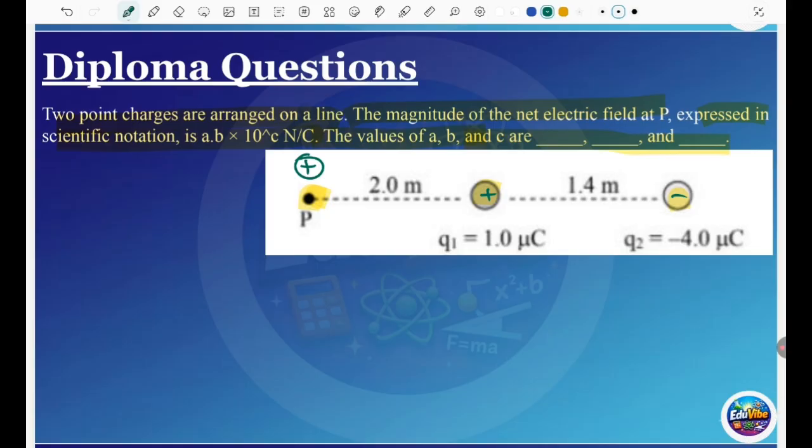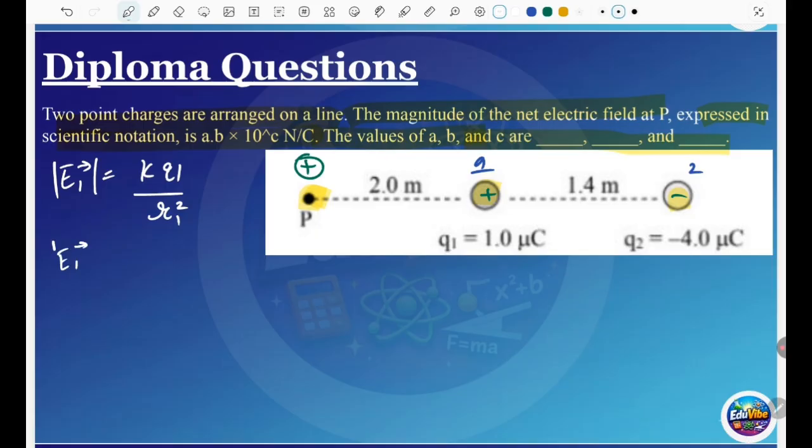So for E1, we use this formula, which is E1 is equal to kQ1 over r squared. So for the first one, this is the first one and this is the second one, and we use that formula because this is the point charge formula we use with a test charge and a point source charge. So that's the formula we use.